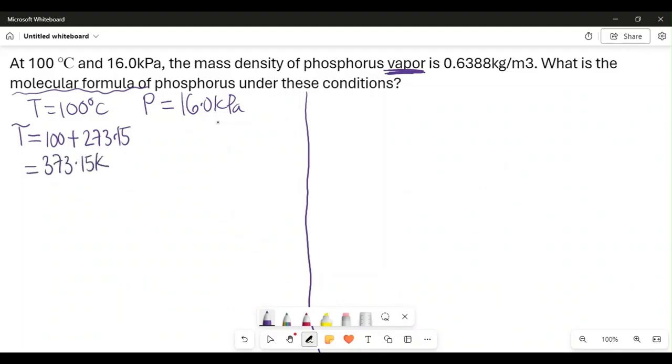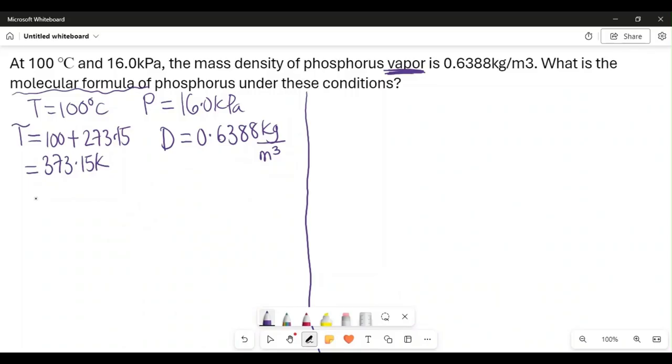and we end up having the temperature to be 373.15 kelvins. We have the pressure, and then we have basically the mass density, which is the same thing as just the density, which is just 0.6388 kilogram per meter cubed. What is the molecular formula of phosphorus under these conditions?